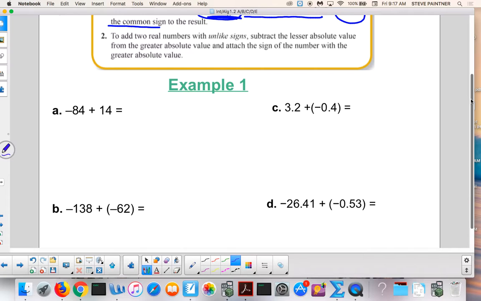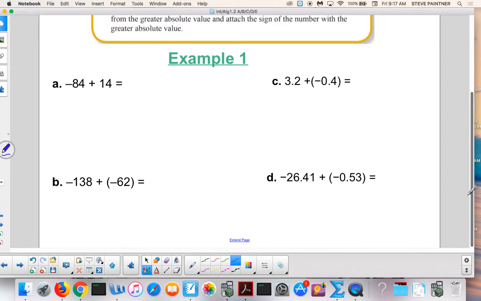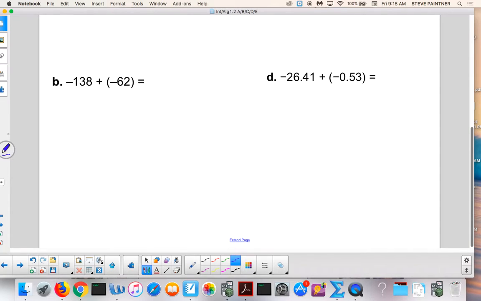This is kind of hard for you guys because I don't want you to use a calculator. I really don't. Just do it. Okay? You actually have to do it yourself. Take the absolute value and add them because they have the same sign. What's the absolute value of 138? What's the absolute value of negative 62?